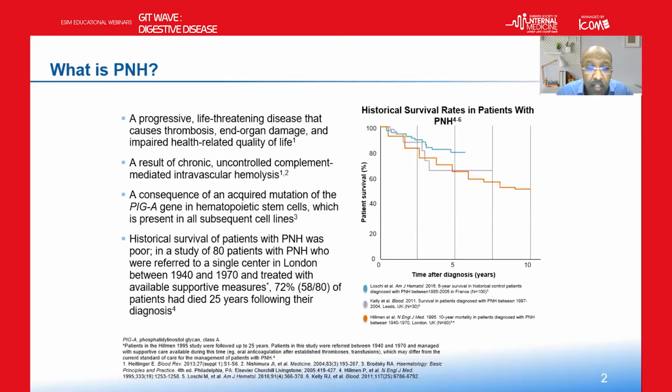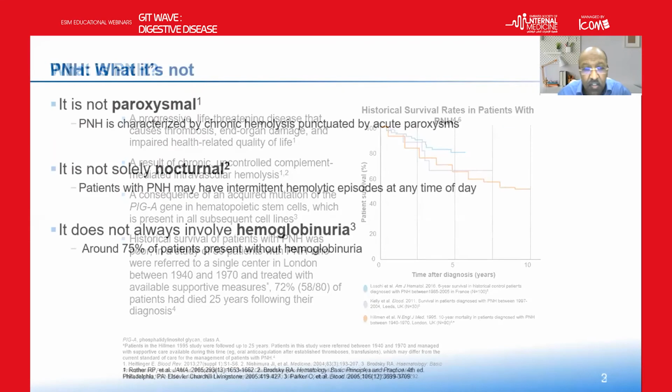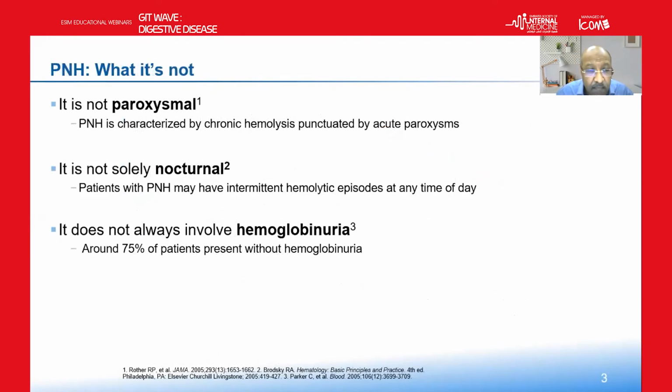If you look at a study done in London in the UK between 1940 and 1970, the majority of patients diagnosed with PNH died within 25 years. 72% of the patients died within 25 years following their diagnosis. So it's really a life-threatening condition. And I have seen patients dying before we started using eculizumab over the last 10, 15 years.